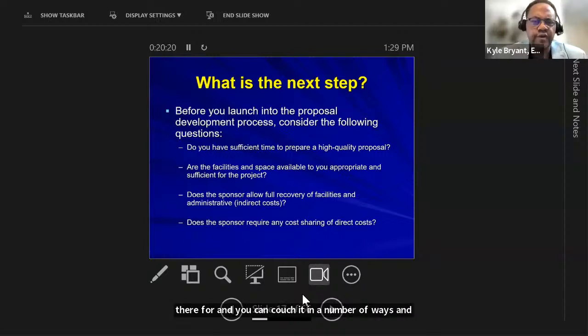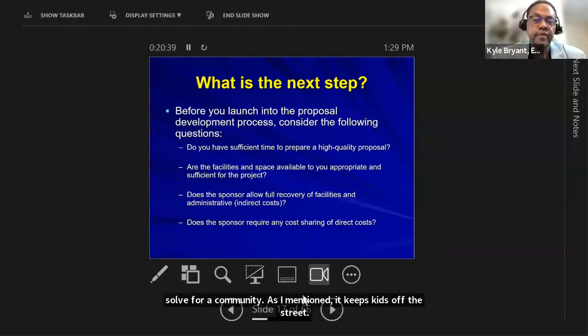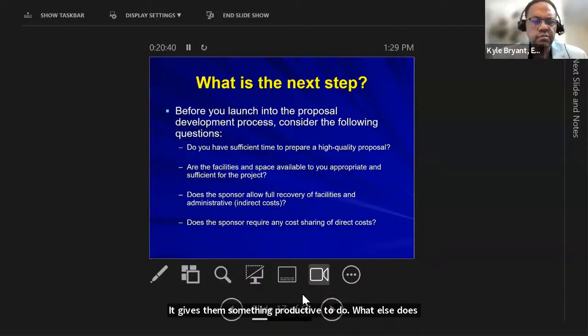It's like, who's going to fund a little league team? Well, they're not if you're going to just call it a little league team, but what's the benefit of a little league team, really? What kind of problems does having a little league team solve for a community? As I mentioned, it keeps kids off the street. It gives them something productive to do. What else does it do that might be of a benefit to the community?